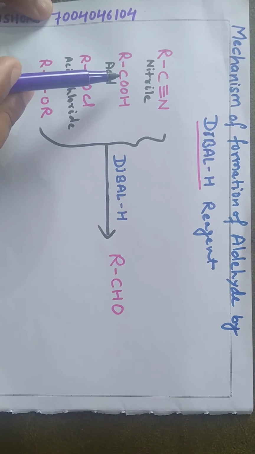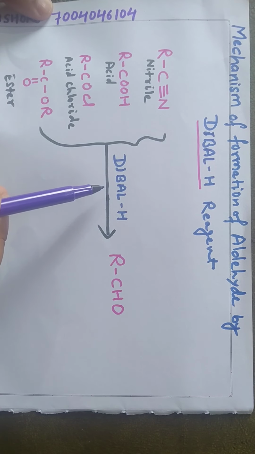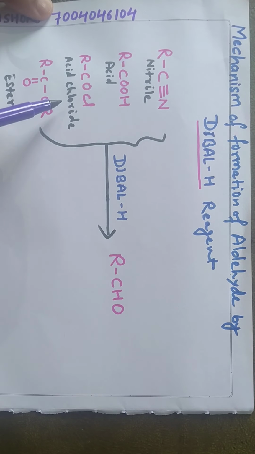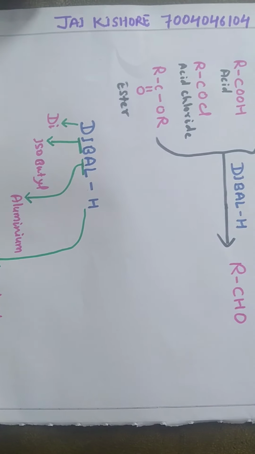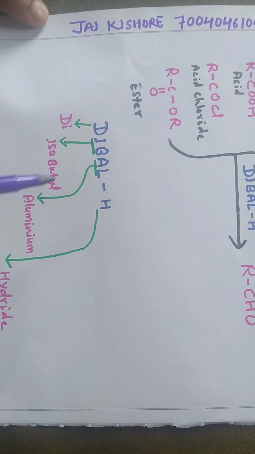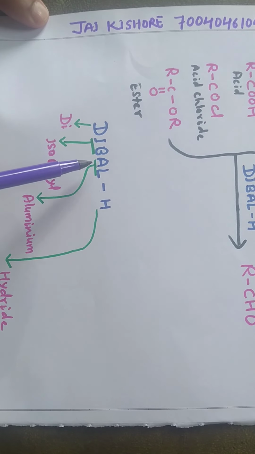So here you can see that this reagent DIBAL-H is a very important reagent because it converts nitrile, acid, acid chloride and ester into aldehyde. So what is DIBAL-H? First of all, we discuss its full form. DIBAL-H is di-isobutyl aluminum hydride. So D is di, I is isobutyl, AL is aluminum and H is hydride.